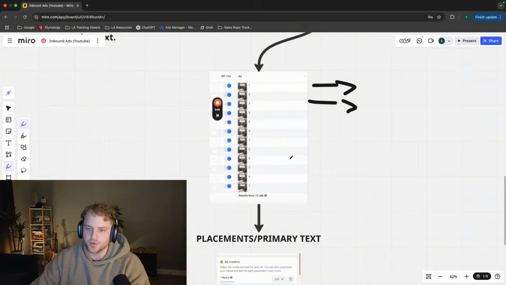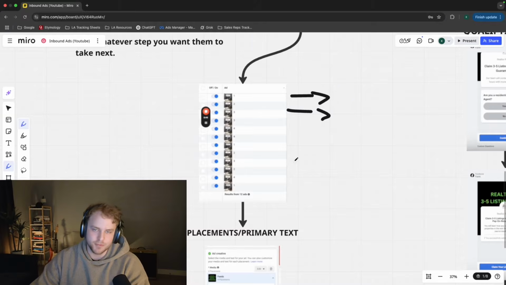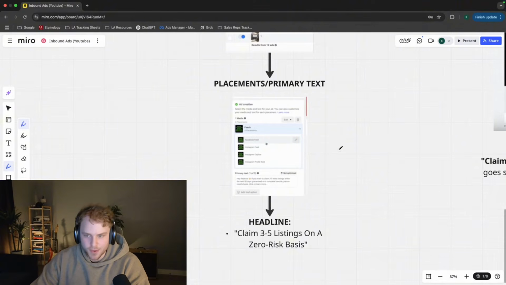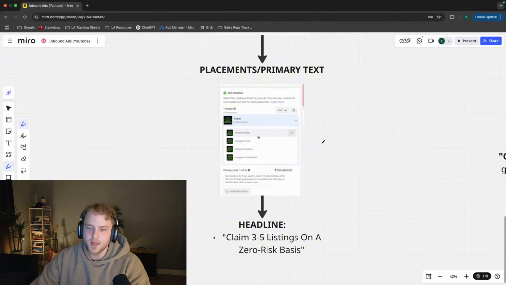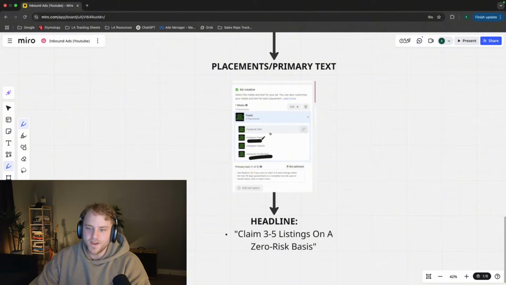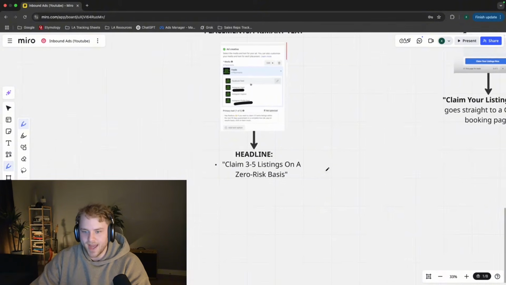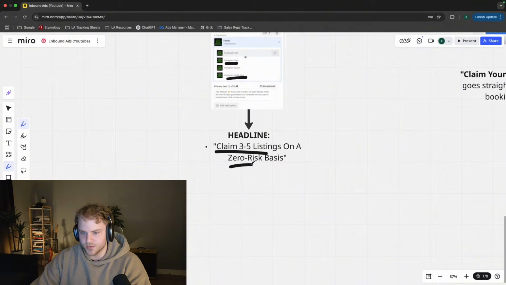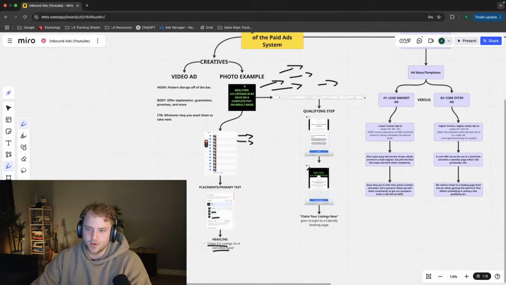So this is super crucial when you're running ads for yourself. You need to test like an absolute madman. You cannot only test one ad, you need multiple. But in terms of the placements, primary text, everything in terms of the paid ad system, this is the placements I did: Instagram Explore feed, Instagram profile, Facebook feed, everything. And the headline of this ad on Facebook was claim 3 to 5 listings on a zero risk basis. So this is literally my ad, okay?